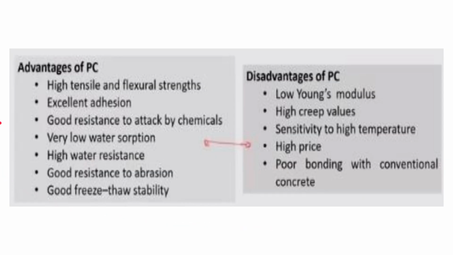Now comes the question of what the advantages and disadvantages of polymer concrete are. If we go into a little more detail, the advantages of PC are as follows. It has high tensile and flexural strengths, excellent adhesion, and good resistance to attack by chemicals. It has very low water absorption and high water resistance. It has good resistance to abrasion and good freeze thaw stability. So these are the advantages of PC.